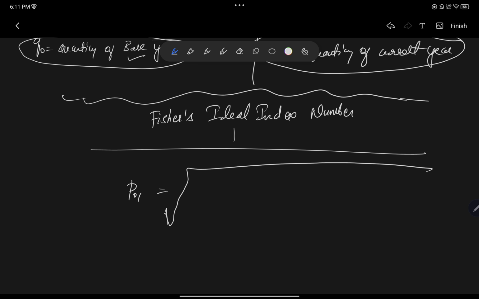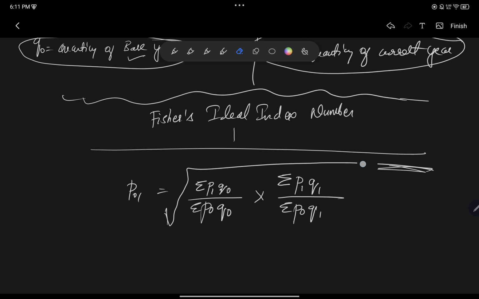This is a square root, you know. First he wrote the formula of Laspeyres: summation of P1 Q0 over summation of P0 Q0, into the formula of Paasche also: summation of P1 Q1 over summation of P0 Q1. And he gave 100 outside, to convert it into percentage.